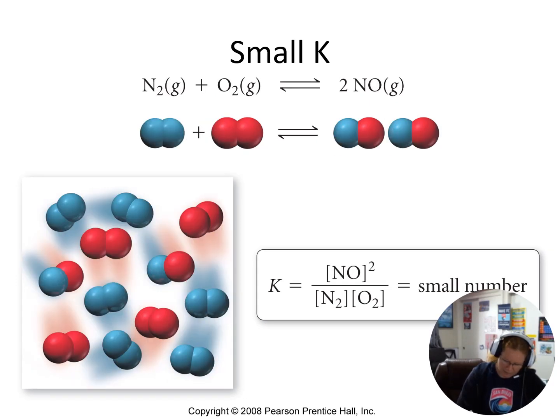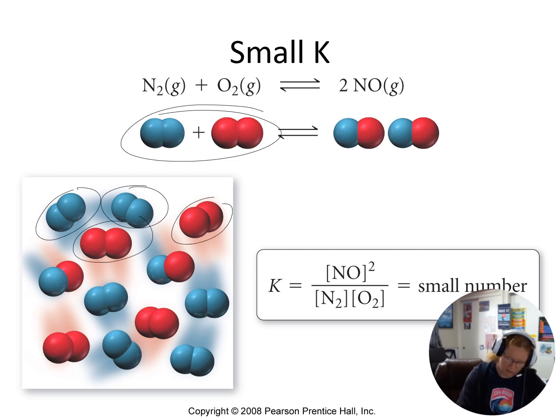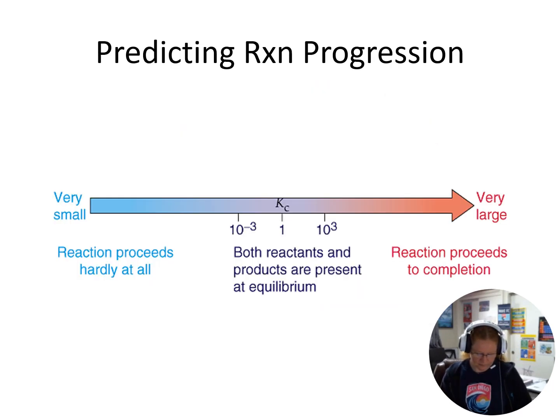Okay, small K. Here are my reactants, there's my product, and then at equilibrium, you can see I mostly have reactants. This is reactant favored. What we consider a small K is an order of magnitude less than 10 to the negative third. What we consider a large K is an order of magnitude greater than 10 to the positive third.